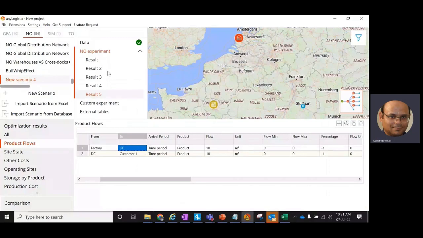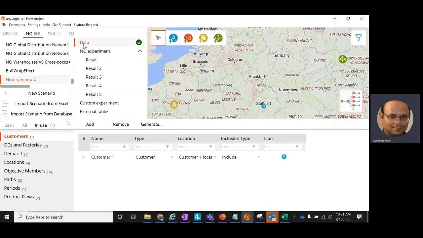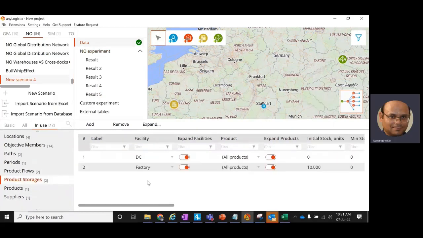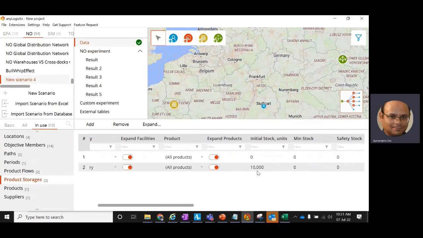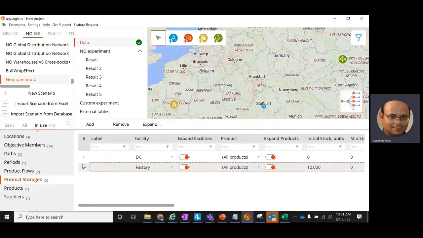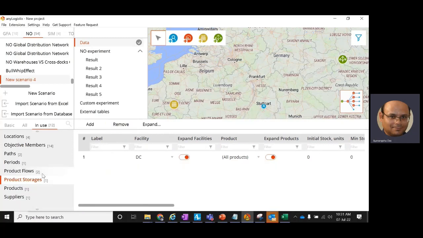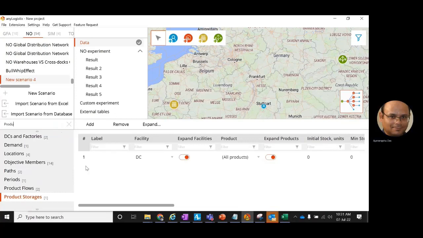So far what we have seen is that there is a flow from the factories to the DCs and from the DCs to the customers, where the flow is happening because this product is available already as initial stock in the factories. However, now we would like the factory to actually do some production instead of having some initial stocks. So we don't need the factory to be in the product storages. Rather, we would want a production to be added. We don't have any production data yet, so we can search from here.